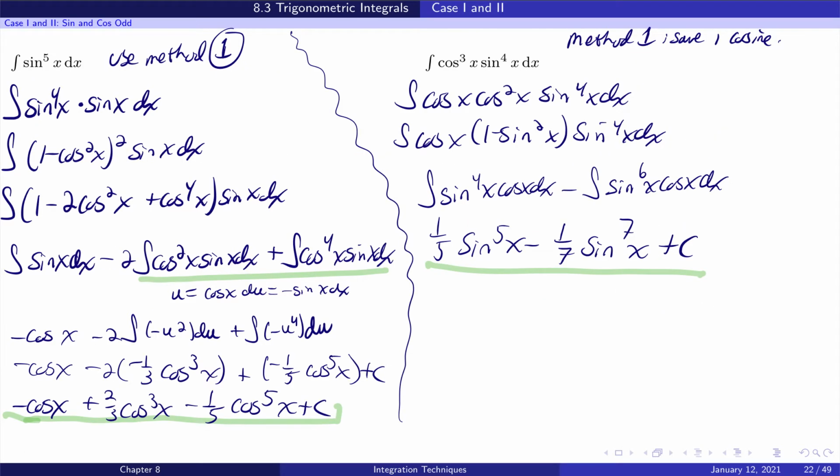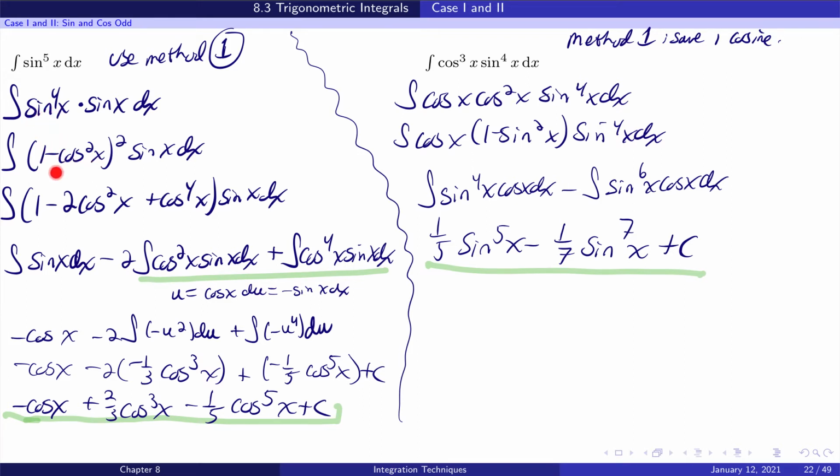So case 1 here and case 2 are both going to be handled on the same screen. This is when sine and/or cosine are odd values, okay? Method 1 says you're going to save one and convert it into the other. So what does that mean? If I see sine to an odd power, I'm going to pull one sine out, and that's going to be part of my du, and then I've got sine to the fourth. Now I'm going to convert the even powered part into the other trig function, cosine.